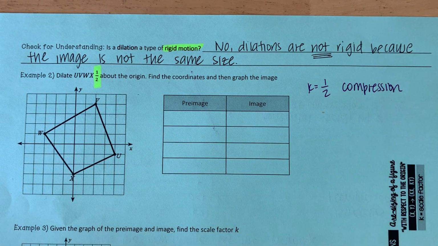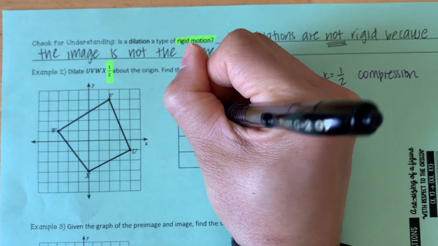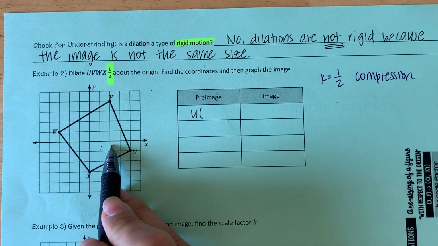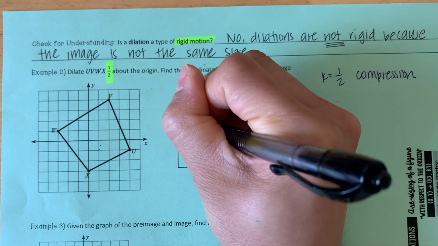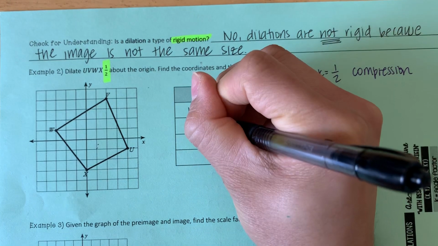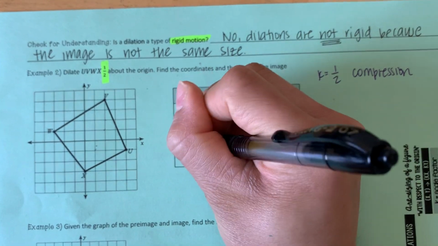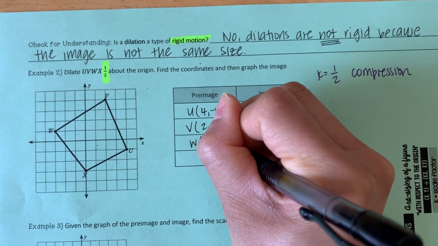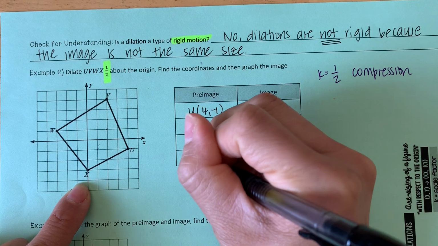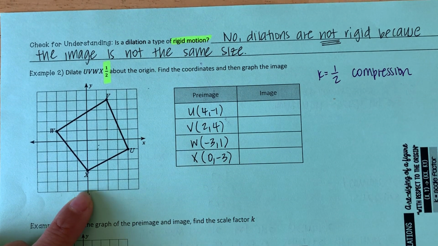I'm going to go ahead and first find the coordinates of each one. So we'll start with U. U is 1, 2, 3, 4, so 4 comma -1. V is 2 comma 1, 2, 3, 4. W is -3, 1. X is 0 comma -3.